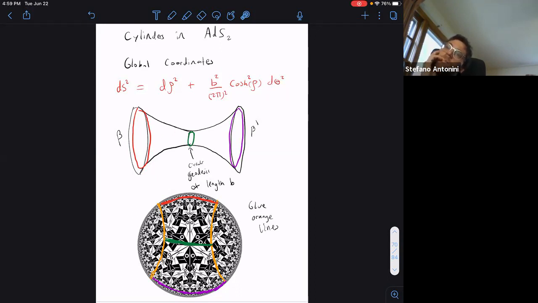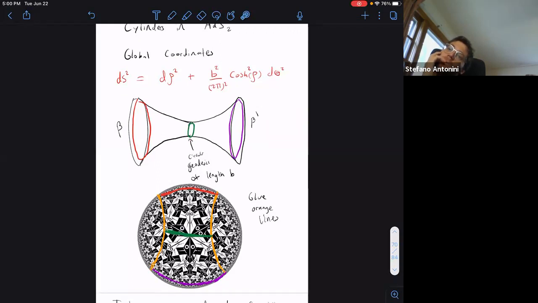The cylinders have a parameter called b, which is the length of a circular geodesic right in the middle of the cylinder. We can think about the cylinder as a quotient of the hyperbolic disk. If you cut along these orange lines, which are geodesics, and identify them, you get a cylinder. Under this identification, this geodesic becomes this circular one, and the wiggly boundaries out near the asymptotic boundary become the red thing and the purple thing.